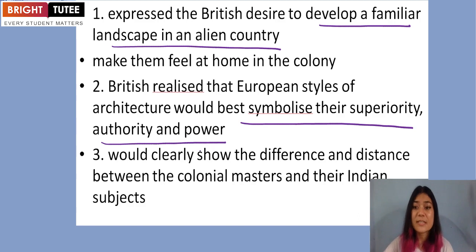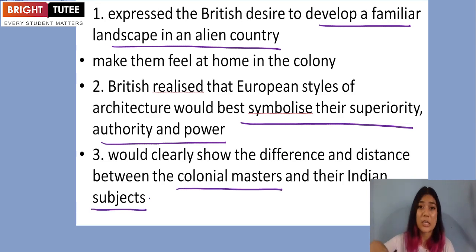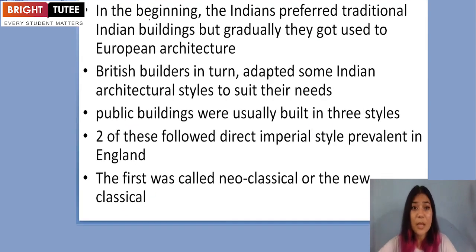And number three reason was that the colonial architecture would clearly demonstrate the difference and the distance between the colonial masters and their Indian subjects whom they subjugated, controlled and ruled over. That was required for them to be legitimized as the ruler, the ultimate, the sole ruler of India and its people.